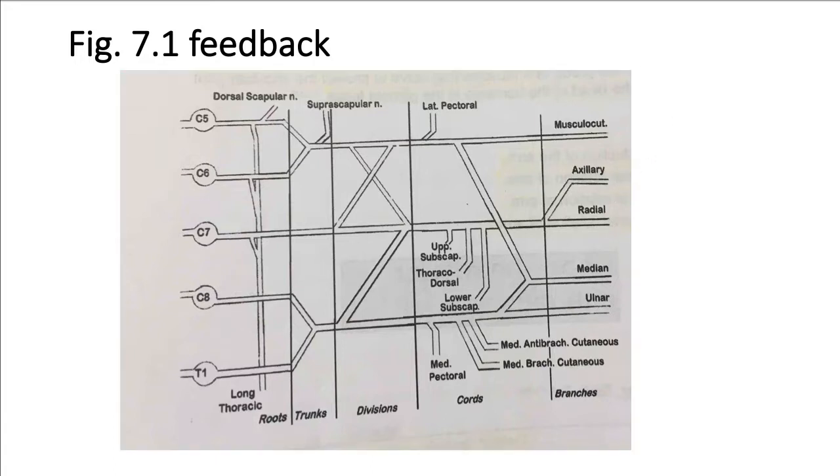So the only thing I'll probably add to this is that musculocutaneous is spelled M-U-S-C-U-L-O-C-U-T-A-N-E-O-U-S. Right there. So this one right here that says musculocut, it should be spelled musculocutaneous. Okay, so you just fix that.